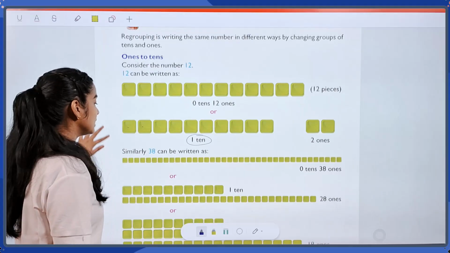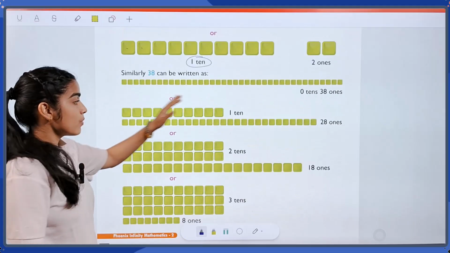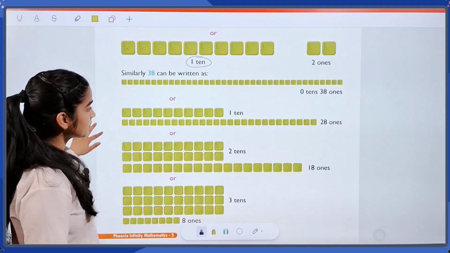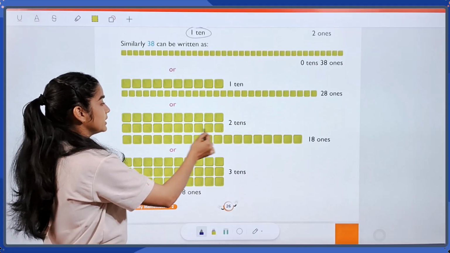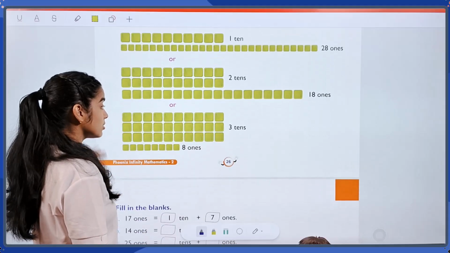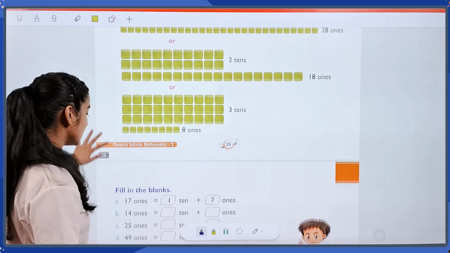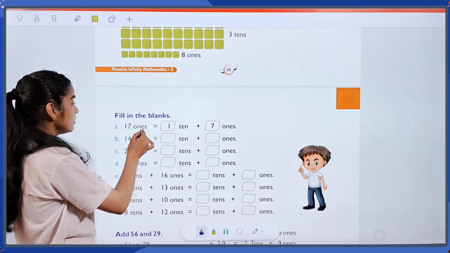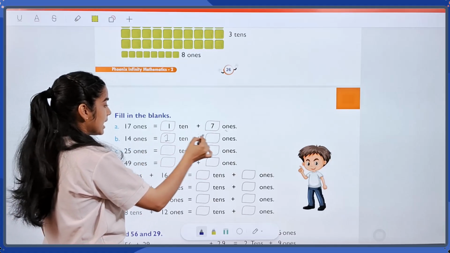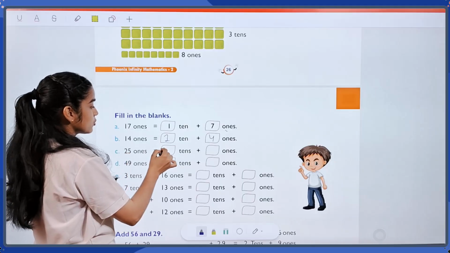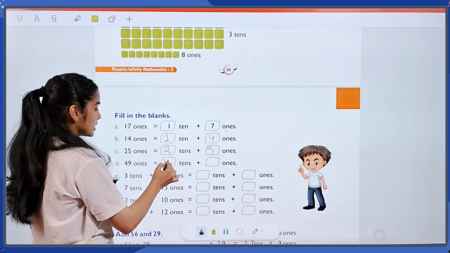Now we can similarly write 38. So how can we write 38? 0 tens and 38 ones, 1 ten and 28 ones. You can also write the same number 38 as 2 tens and 18 ones, and also as 3 tens and 8 ones. Your answer will remain the same, 38. So filling in the blanks, 17 ones is equal to 1 ten plus 7 ones. 14 ones is 1 ten and 4 ones. 25 ones is 2 tens and 5 ones. 49 ones is 4 tens and 9 ones.